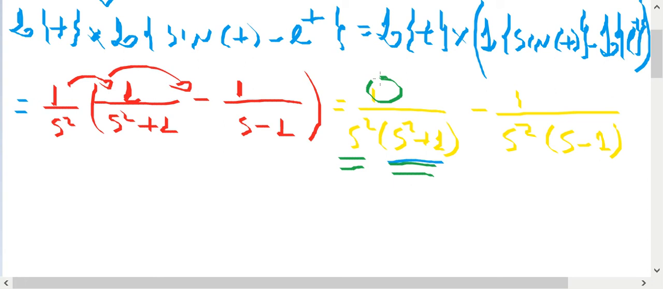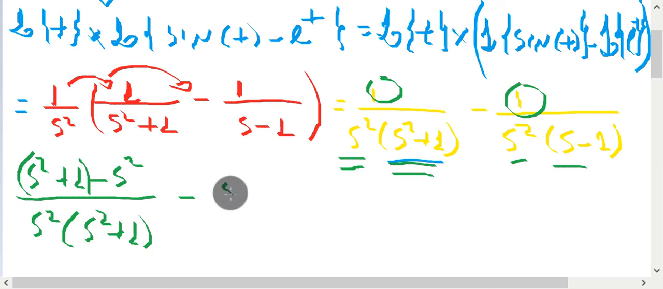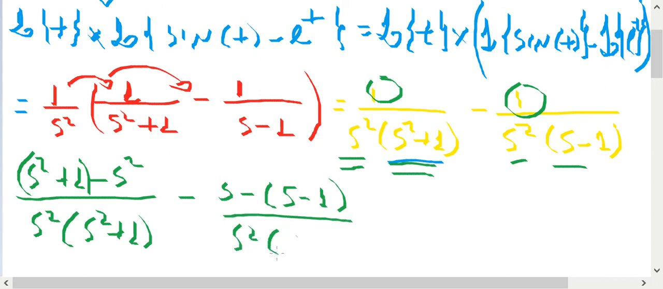So we can write this one as a combination of these two terms. That will be s squared plus 1 minus s squared. Actually, this numerator is the 1, but it is written in a way that we can simplify our equation, over s squared times s squared plus 1. The same thing we are going to do with this second one. We're going to rewrite this one as a combination of these two terms that will make our life very easy. That is s minus 1 over s squared times s minus 1.